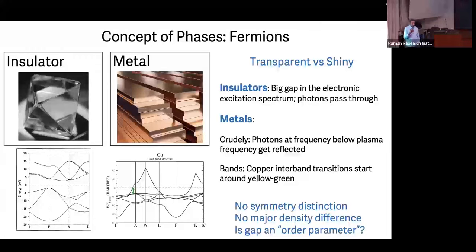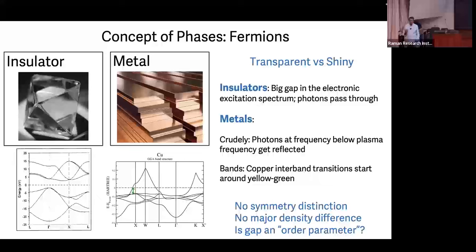So for frequencies below this yellow-green, I can't do these interband transitions. So red light in particular gets reflected, but yellow-green light will cause interband transitions, so you won't see it being reflected back to you, right? So you can think about the color of metals more than just the fact that they're shiny. But none of this really provides a sharp symmetry distinction, other than the fact that there is a gap in one case and no gap in the other.